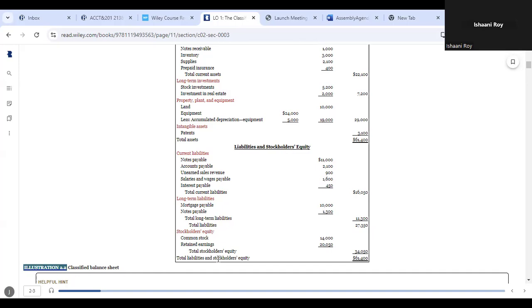Okay, do that. Yeah, I didn't know we had to make a whole entire balance sheet, but now that I know that, I'll practice it more.